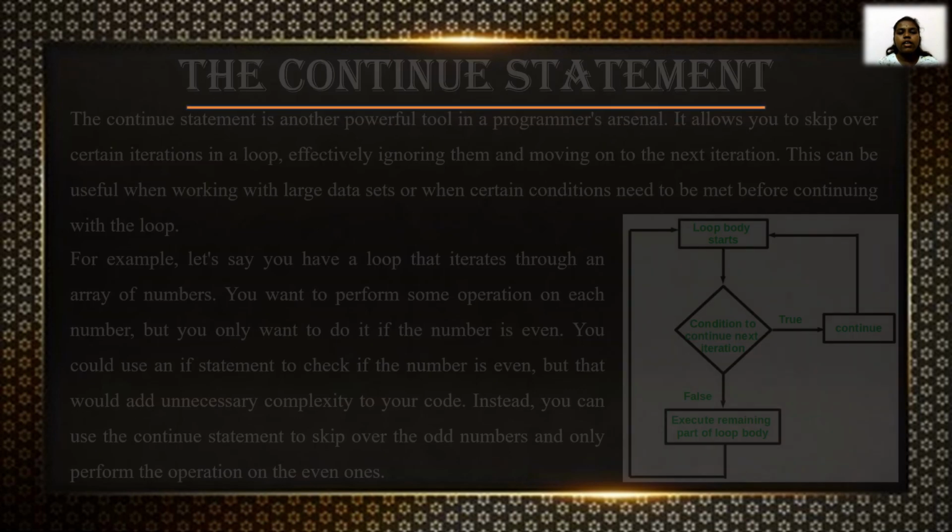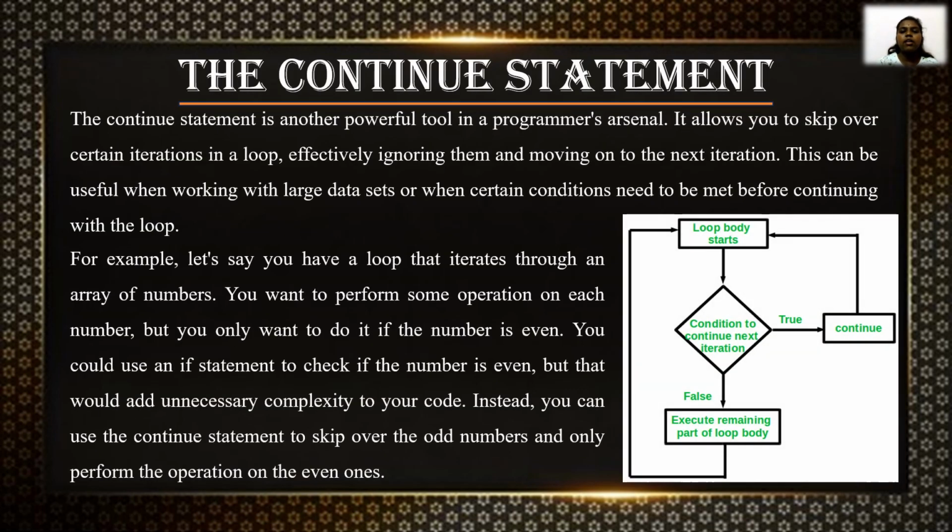The continue statement is another powerful tool in a programmer's arsenal. It allows you to skip over certain iterations in a loop, effectively ignoring them and moving on to the next iteration. This can be useful when working with large datasets or when certain conditions need to be met before continuing with the loop. For example, let's say you have a loop that iterates through an array of numbers. You want to perform some operation on each number, but you only want to do it if the number is even.